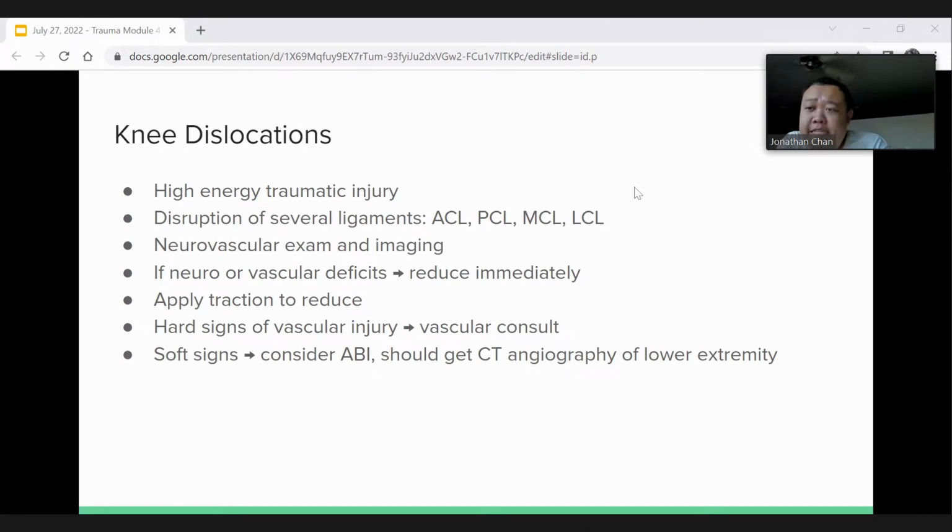And if you see any soft signs of vascular injury, you can consider an ABI, an ankle-brachial index, to check for them. But ultimately, the best thing to do is to get a CT angiography of the lower leg. That will look at the arteries and all the vasculature there and see if there's any injury or any leakage or any hematoma that's forming.